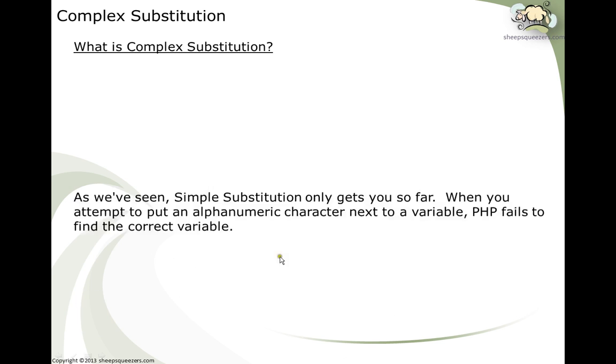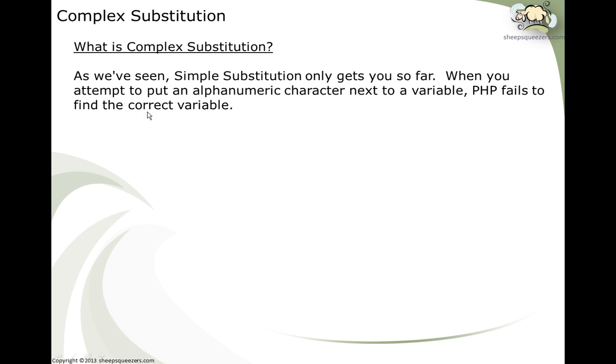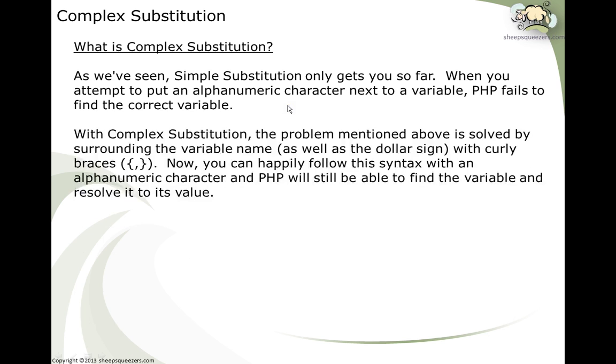So, what is complex substitution? As we've seen, simple substitution only gets you so far. When you attempt to put an alphanumeric character next to a variable, PHP fails to find the correct variable. With complex substitution, the problem mentioned above is solved by surrounding the variable name, as well as the $, by the way, with curly braces, a left curly brace and a right curly brace. Now, you can happily follow this syntax, that is the ending curly brace, with an alphanumeric character like an S for pluralization, and PHP will still be able to find the variable because you've surrounded the whole thing in curly braces.